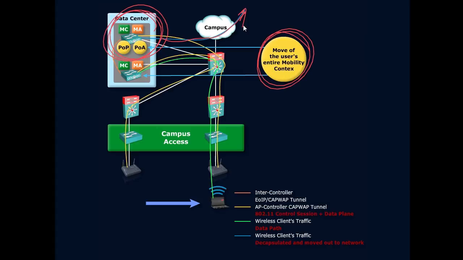Now, this roaming process is completely invisible to the user. The user has no idea any of this is taking place. They just walked from one building to another, from one floor to another, where there's different wireless LAN controllers using the same group. But this is the process that takes place. The most important one is the point of presence and the point of attachment movement. This allows the traffic to move through that new wireless LAN controller.